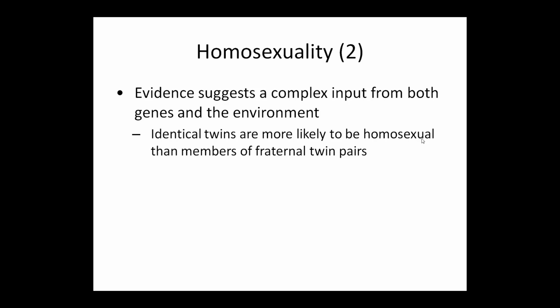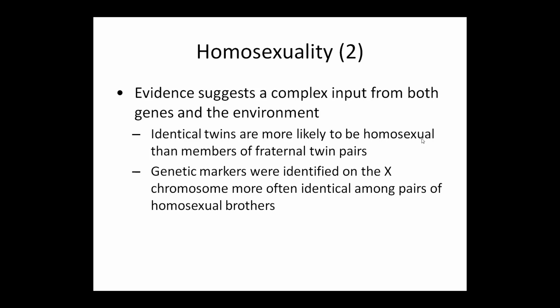They have done a number of studies where they looked at identical twins and fraternal twins, and they found that identical twins are more likely to be homosexual than members of fraternal twin pairs. So this indicates that there is some genetic component to this. They have identified a genetic marker on the X chromosome on the long arm in region 28, so Xq28, which seems to be linked to homosexuality as a trait.